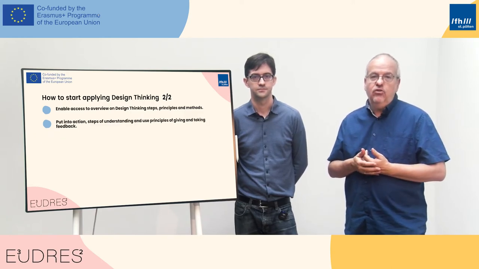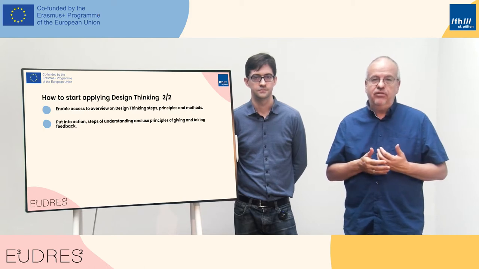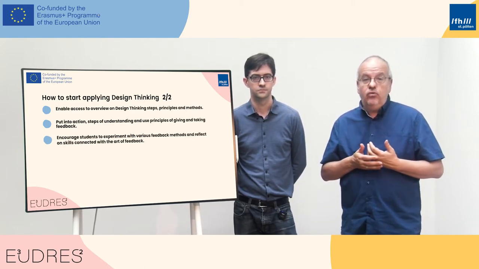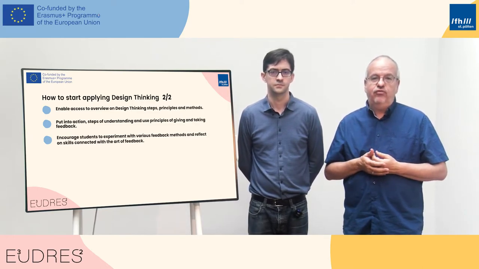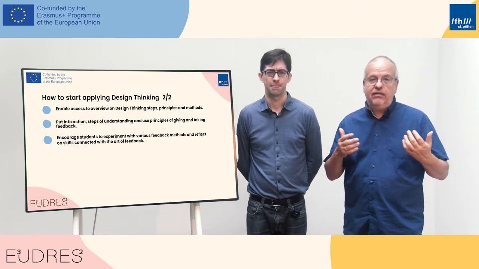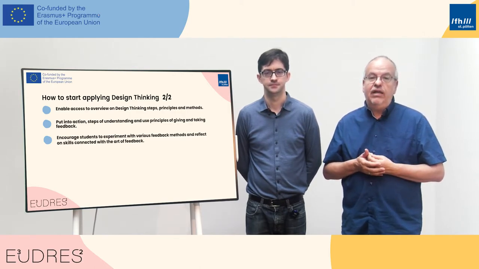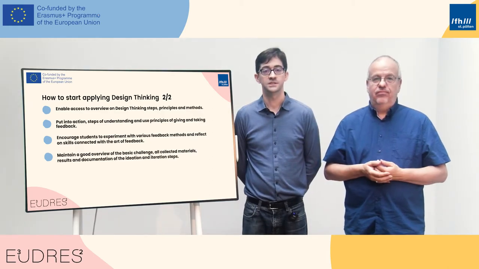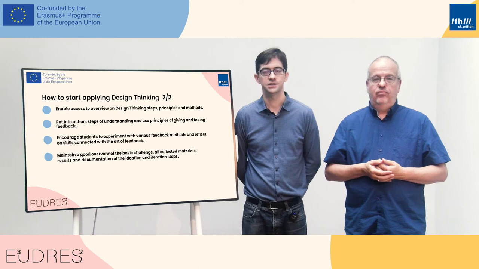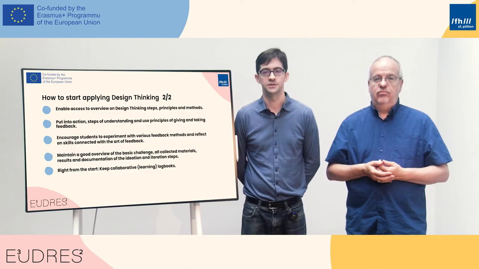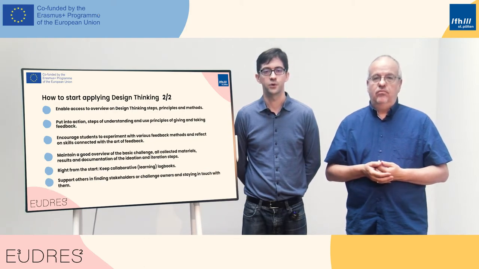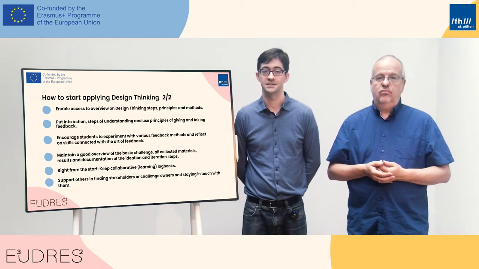It is very important to understand, build upon, and put into action the principles of giving and taking feedback. Students should be encouraged to experiment with various feedback methods and reflect on skills connected with the art of feedback. These steps can also support dealing with the process of drafting and reflecting on group rules. It is important to maintain a good overview of the basic challenge, all collected materials, results, and documentation of the ideation and iteration steps with students. An essential component, right from the start, is keeping collaborative learning logbooks. Some groups will need support in finding stakeholders or challenge owners and staying in contact with them.